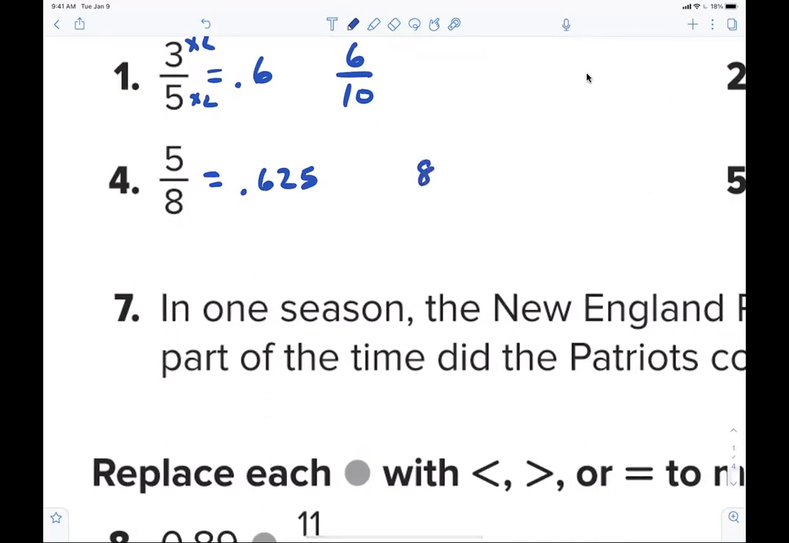So here we go. We're going to go 8 on the outside, 5 on the inside, decimal 0. Don't forget to bring up the decimal. So how many times does 8 go into 50?